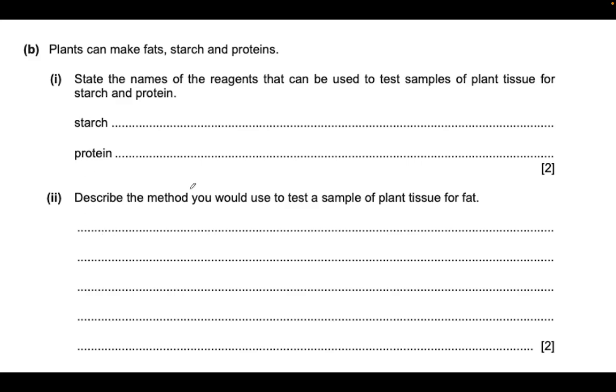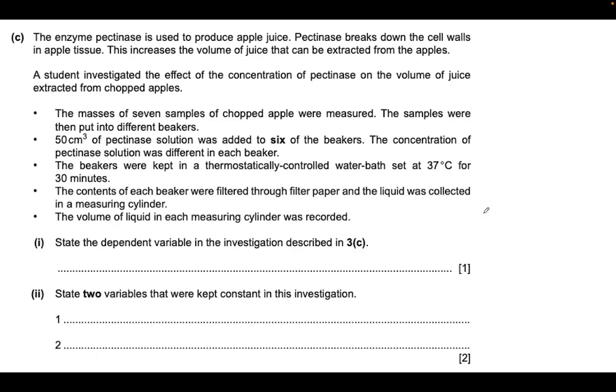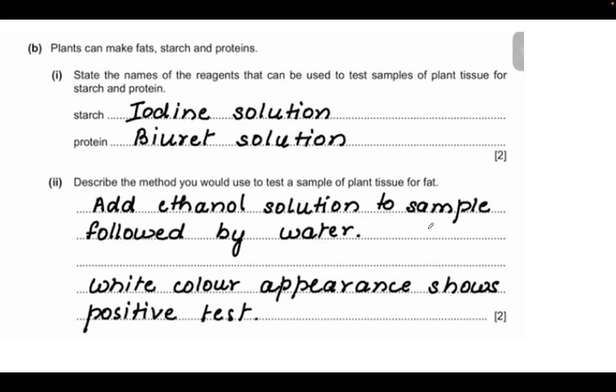Now, describe the method you would use to test the sample of plant tissue for fats. How do we test fats? This one is called the emulsion test. We can see it here. There we used iodine solution, and also we have biuret solution. These are the reagents we use to test them.